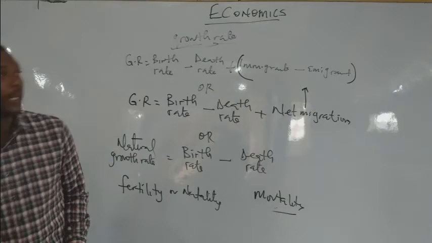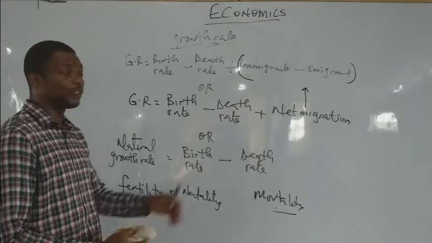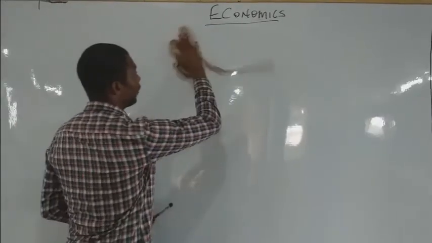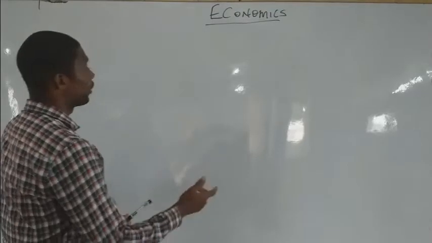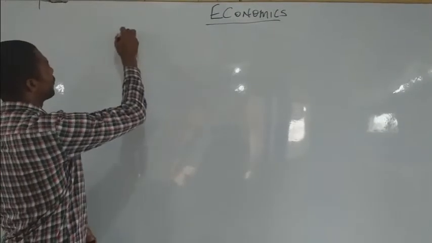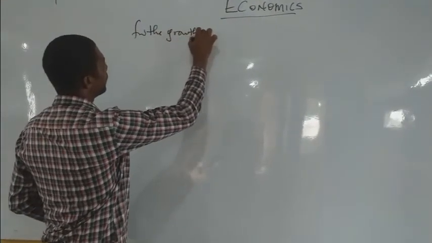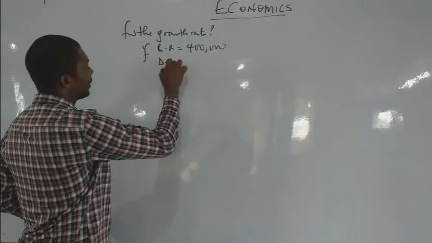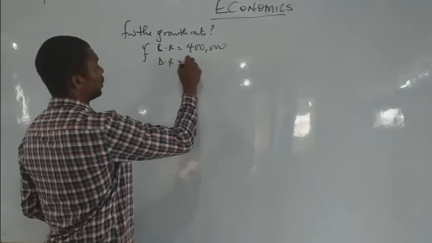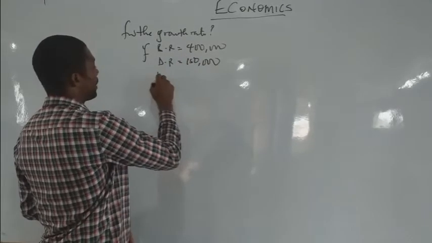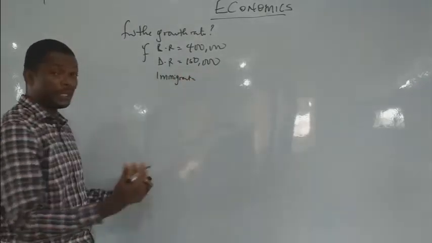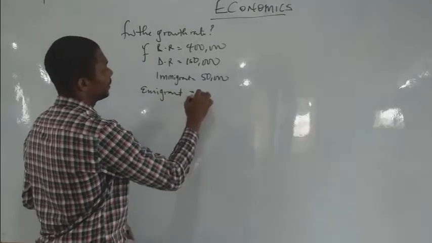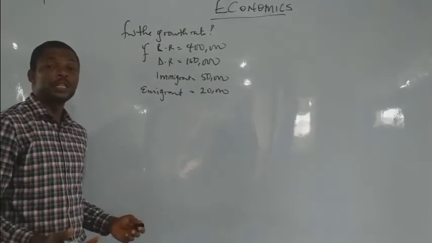Now, without wasting further time, I'll go straight to the mathematical aspect associated with this. If you are given a question mathematically on economics, meaning in our university days we call it econometrics. You're given a question on this and you have to find the growth rate if birth rate is 400,000, death rate is 150,000, immigrants, that's those coming in, is 50,000, and emigrants is 20,000. And you are told to calculate the growth rate.